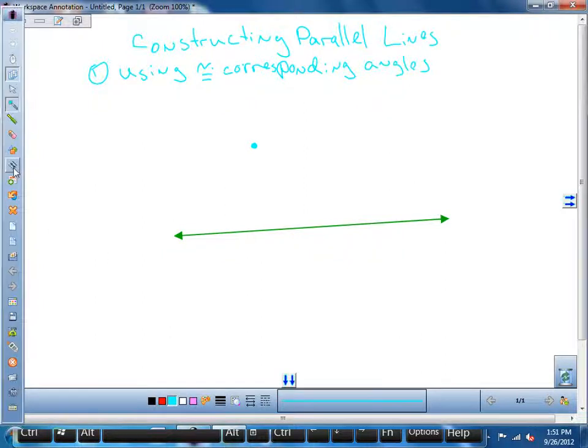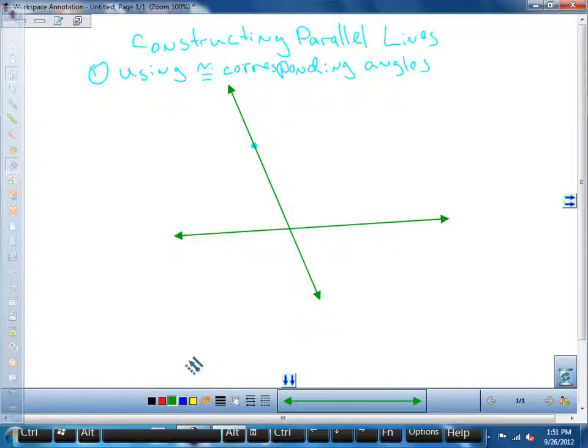Do you remember what a transversal is? No. You should have learned that from that lab we did. A transversal is a line that goes through this point and hits this line in some place. So what I'm going to show you how to construct is a line going this way. And you say, well, why don't you just draw it? But I want you to do it by constructing corresponding angles.